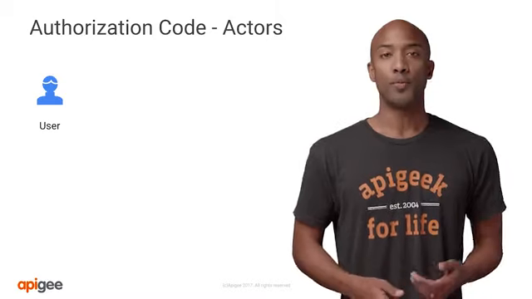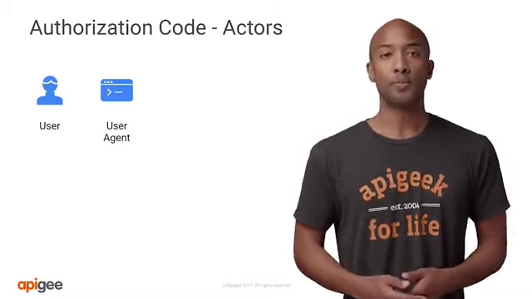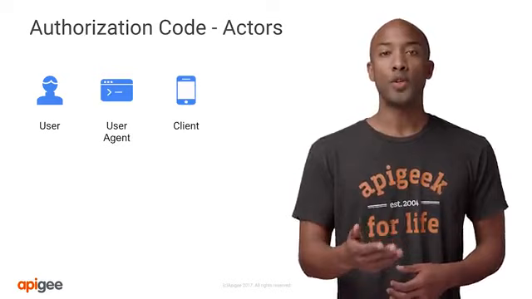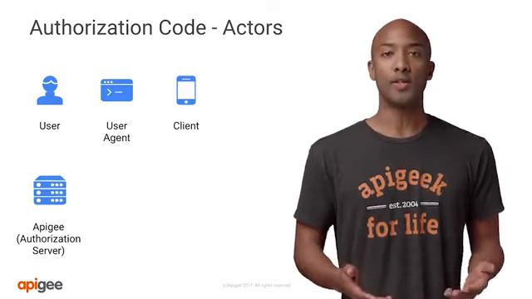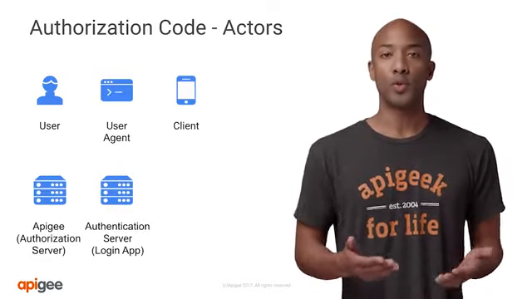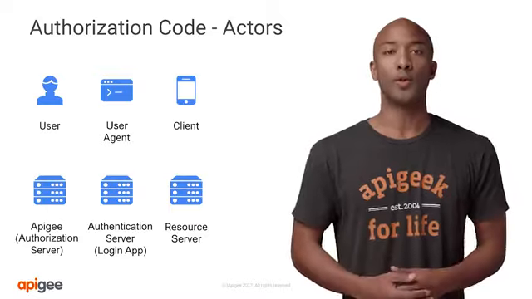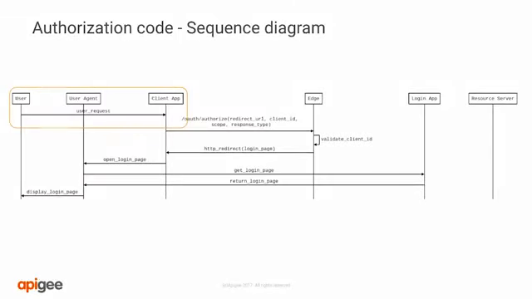There's the user agent, typically a browser, the client application, the authorization server, which is Apigee Edge, the authentication server, which is a login app, and the resource server. The main difference between the authorization code grant and the implicit grant is that the implicit grant does not return an authorization code. Now let's talk about this grant type in detail.